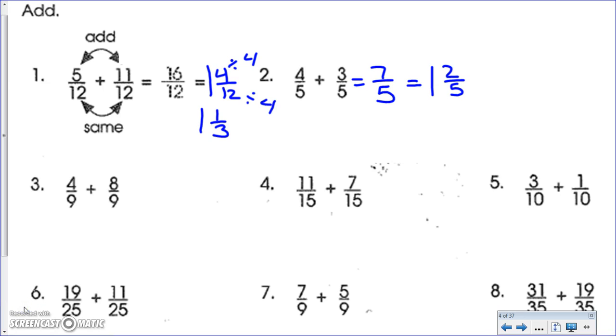For number 3, we have 4/9 plus 8/9, so that gets us 12/9. Then we're going to turn it into a mixed number, so we get 1 and 3/9. We know 3/9 can be simplified, so we're going to divide the numerator and the denominator by 3 to get 1 and 1/3.